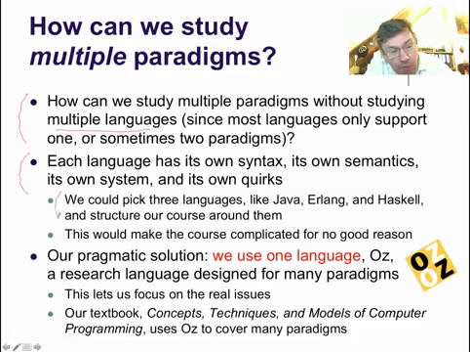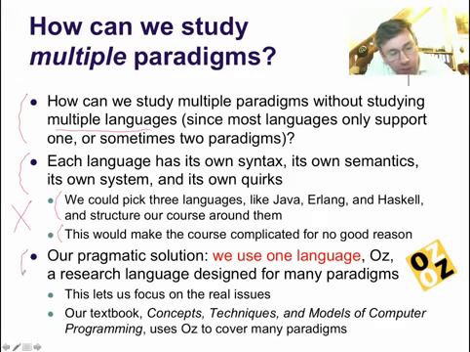And we could pick 3 languages, for example, Java, Erlang, and Haskell, representative of 3 useful paradigms, and structure our course around them. But this would make things complicated for no really good fundamental reason. We would have to install 3 systems, get used to 3 syntaxes, and even then the languages would not be able to talk to each other. So it would be very hard to combine them. So we are not going to use this approach.